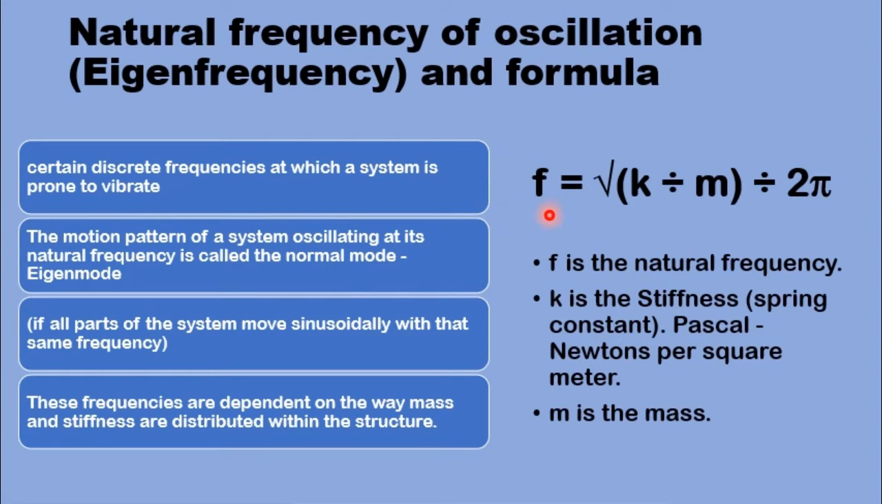This natural frequency is described by this formula, in which the frequency would increase with increasing stiffness of the system or object, and decrease with increasing its mass, its vibrating mass. The frequencies are dependent on the way the mass and the stiffness are distributed within that structure or system.